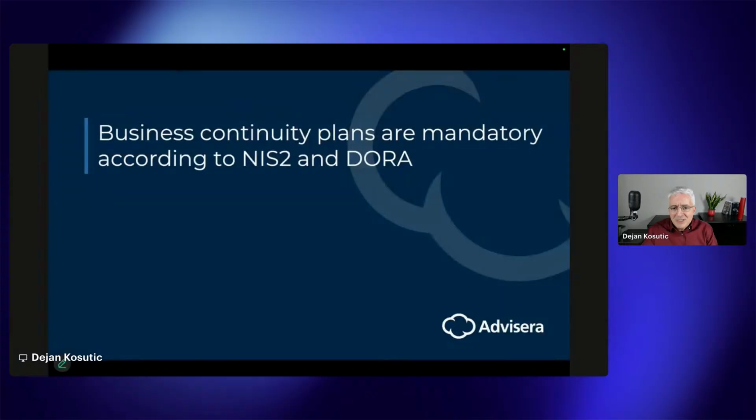Basically, why is this topic important? The topic is important because these business continuity plans are of course mandatory according to NIS2 and DORA, which is kind of funny because they're not mandatory in ISO 27001. 27001 does not require business continuity plans, but NIS2 and DORA do.